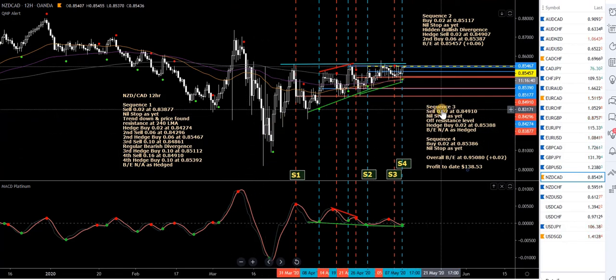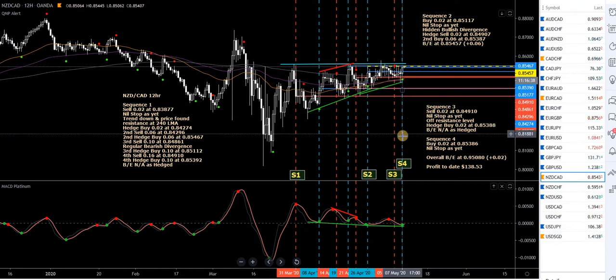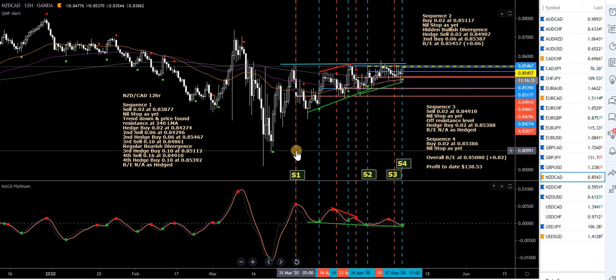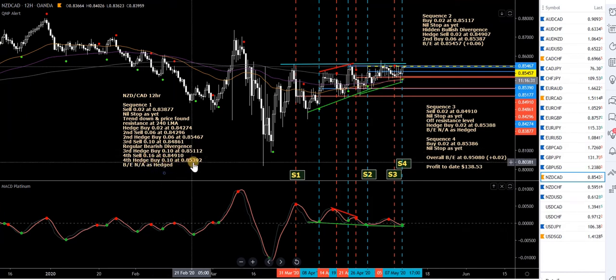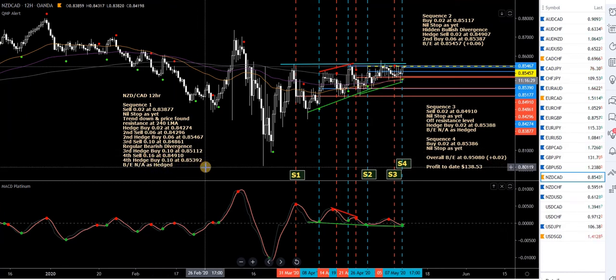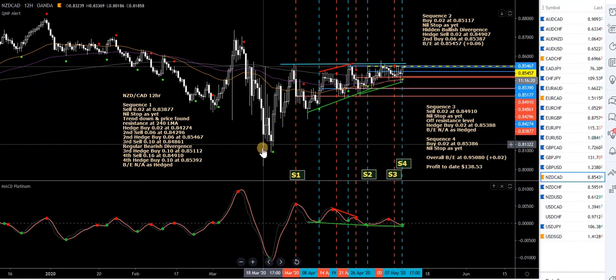So what I've done, taken 4 trades on this one candle. On sequence 1, I've taken a fourth hedge buy. You can see the notes there, and that makes sequence 1 overall as hedged. So it's not applicable, no break even, it's completely hedged, because I really want to sell there.